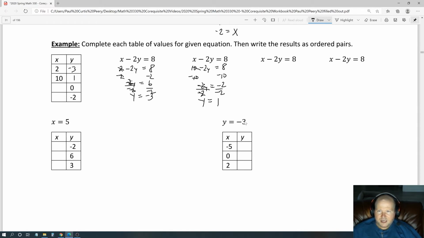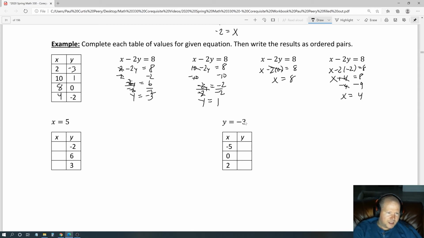Put a 1 here. Next, we have 0 for y, so we say x minus 2 times 0 is equal to 8. Well, that whole thing just goes away, so we have x is equal to 8. Next, we plug in a negative 2 for y, so we say x minus negative 2 times negative 2 is equal to 8. Negative 2 times negative 2 is plus 4, so x plus 4 is equal to 8, minus 4, cancel, cancel. x is equal to positive 4. We put a 4 in over here.